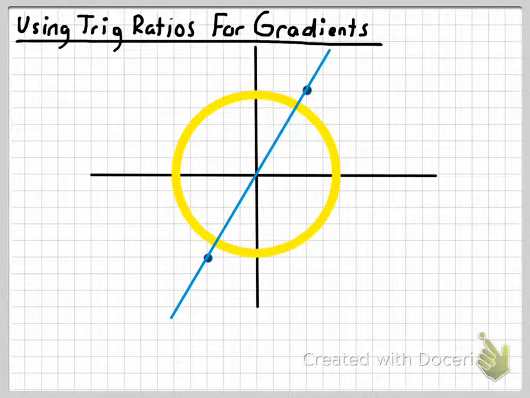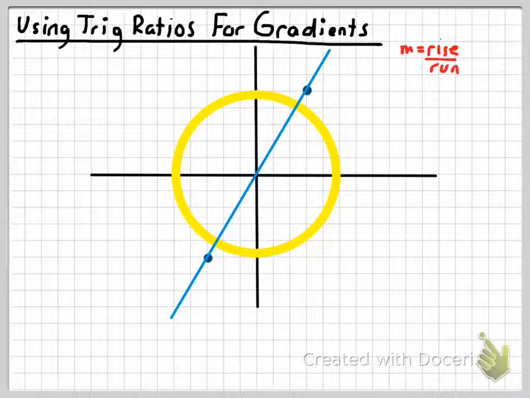Whenever we're talking about gradients, you guys know that rise over run is how you find the gradient of a line. Okay, now we're going to be finding the gradients of lines specifically that pass through the origin, and you can see that this line does indeed pass through the origin. I drew the unit circle also so that we can discuss some relationships there. But let me go ahead and start off by writing this equation here. We know that slope equals rise over run.